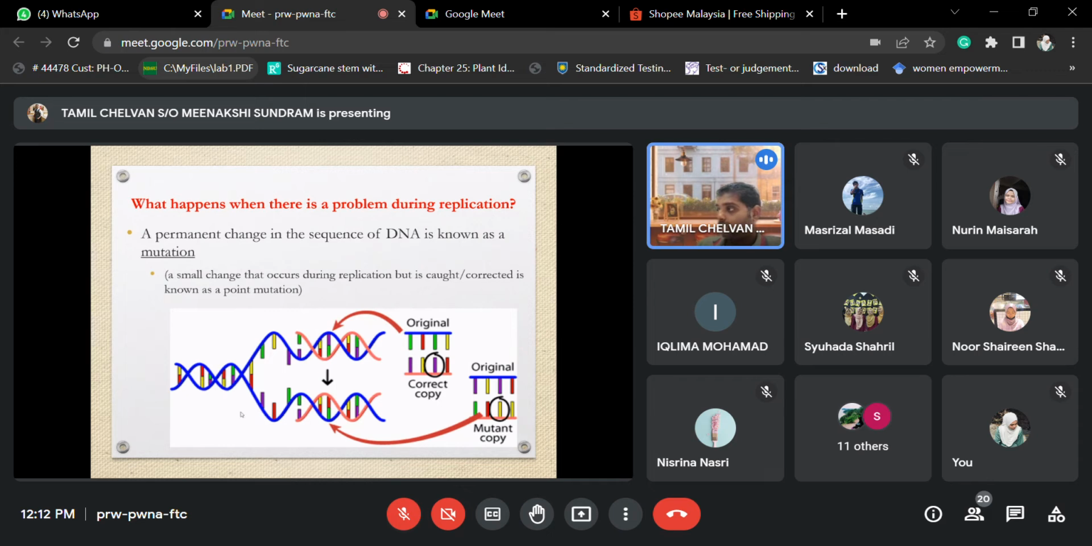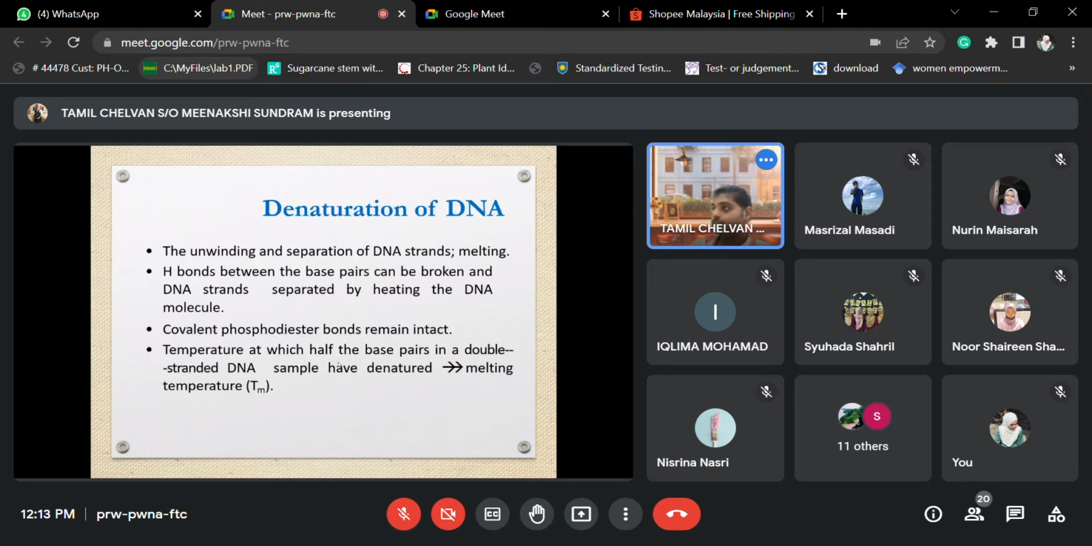Okay, so you see, so correct copy, ini yang original. So ini jadi mutant. If you see here, it opens kan. So this is the original. When it opens, okay, it connects back. But here, it becomes one thing salah. Ini yang original kan. Ini yang one thing dah salah, then it makes a total different thing. Okay.